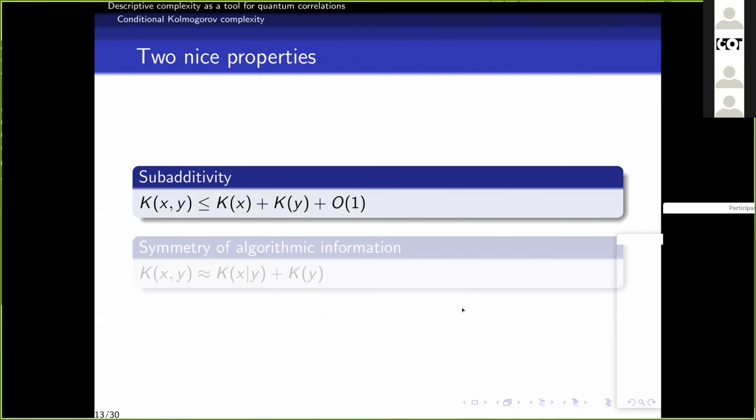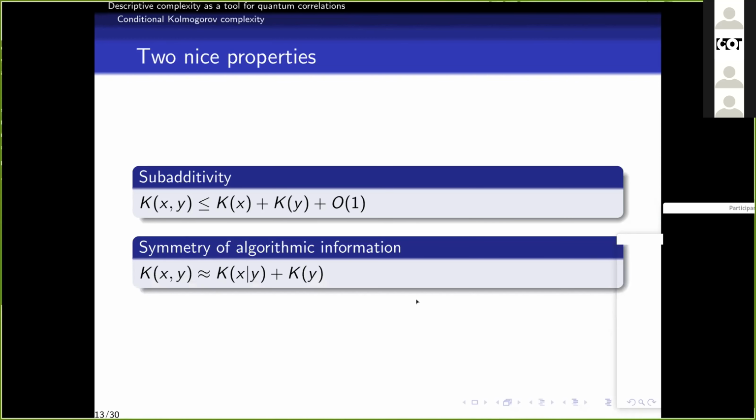So two nice properties that this Kolmogorov complexity has. First, subadditivity. The complexity of two strings is less than or equal to the complexity of the first plus the complexity of the second plus some constant. Here there's a detail. In order for this to be a constant term and not something logarithmic in the length of the strings, there are different versions of the Kolmogorov complexity. This will be for the prefix-free Kolmogorov complexity. For the details, you can ask me later or see the reference I wrote a few slides ago.